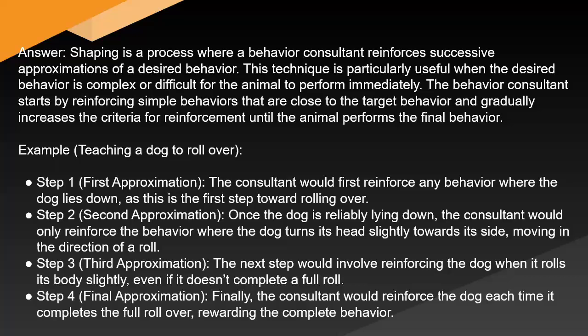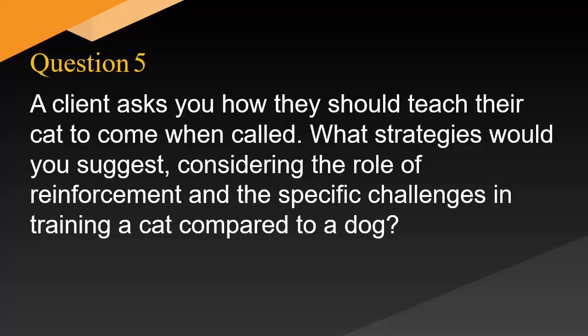Step 3, third approximation. The next step would involve reinforcing the dog when it rolls its body slightly, even if it doesn't complete a full roll. Step 4, final approximation. Finally, the consultant would reinforce the dog each time it completes the full rollover, rewarding the complete behavior. A client asks you how they should teach their cat to come when called.